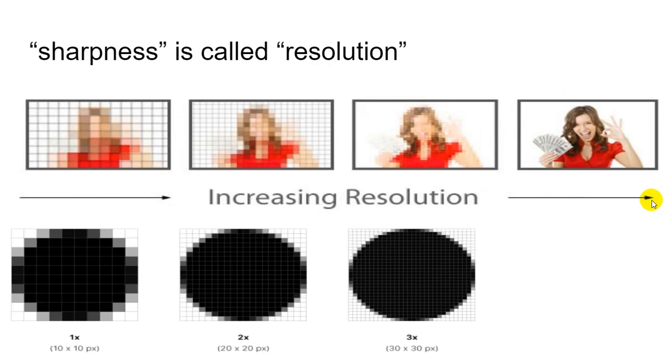Sharpness then is called resolution. You want to have a high resolution because a low resolution is going to end up blurry.